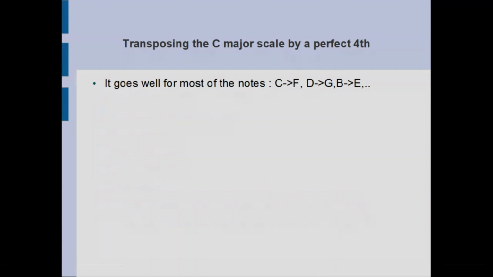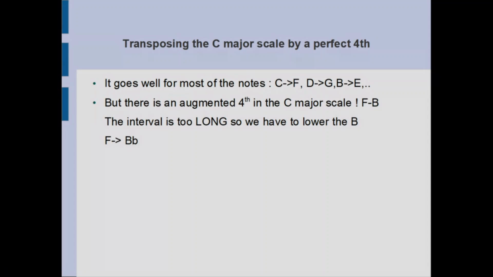Transposing the C major scale by a perfect fourth. Again, I picked a perfect interval because it goes well for most of the notes. C becomes F, D becomes G, B becomes E. But there is an augmented fourth in the C major scale, the F-B interval. The interval is too long, so we have to lower the B.